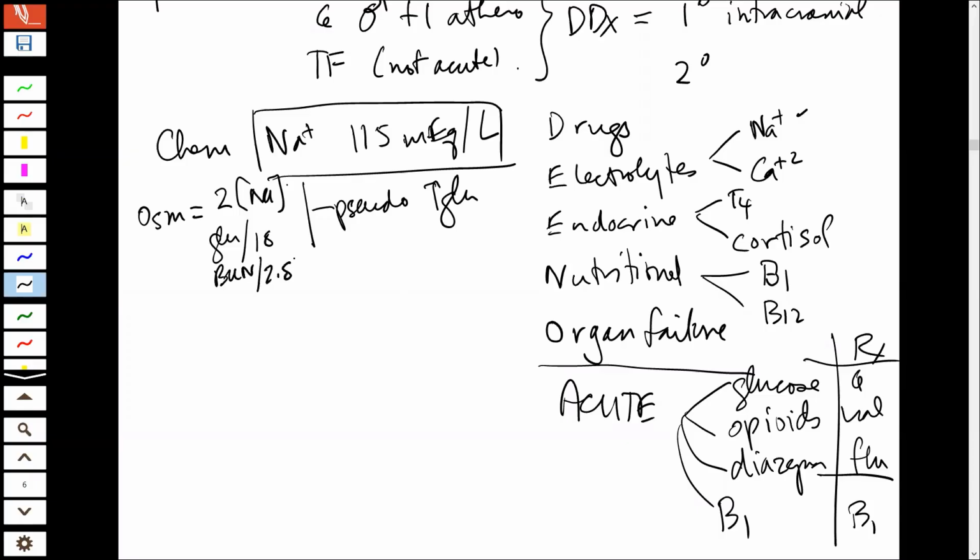Glucose divided by 18 plus BUN divided by 2.8. Okay, so you can appreciate if we define normal osmolality as 285 to 295, the rough rule of thumb is abnormal when it's more than 10 away from that. So you can appreciate anyone that's getting over about 200 glucose, you're going to see osmolar changes in the measurements. Okay, so that's just one thing to think about.